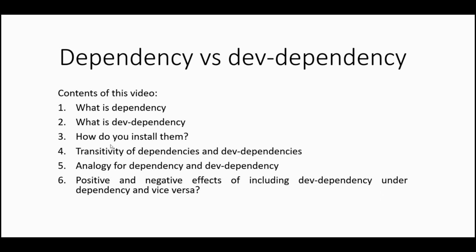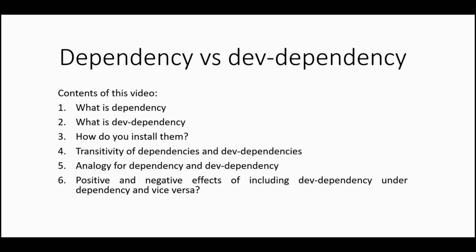And what's the transitivity behavior when installing dependencies and dev dependencies? When we install certain dependencies using npm or yarn, there is a property called transitivity. That means if we install a package A and that package depends on another package B, and package B also depends on another package C, then when we install package A, both B and C will be installed, if that installation is used as a dependency.